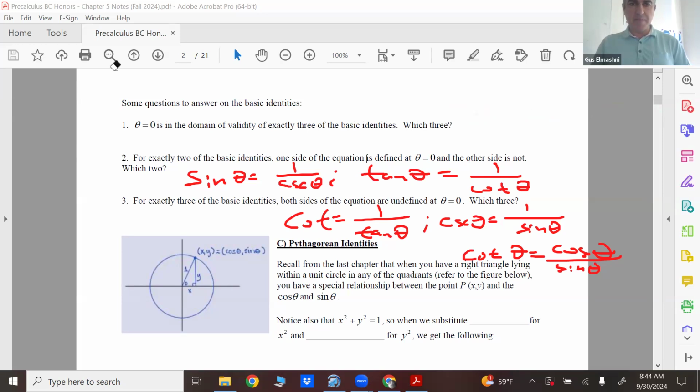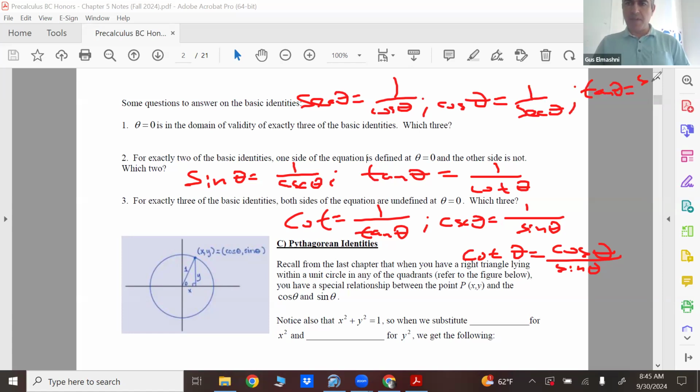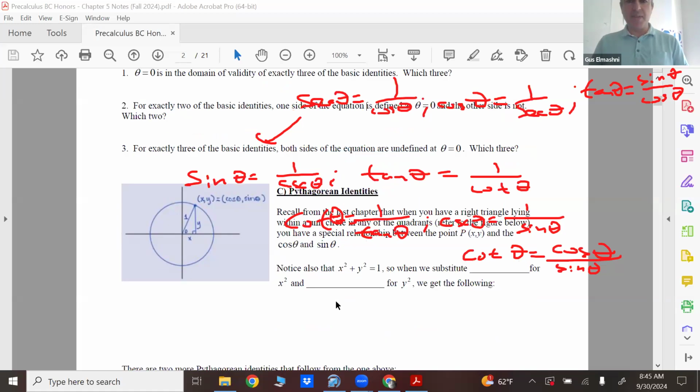Secant theta is one over cos theta. And tan theta was sine theta over cos theta. Okay, those three are fine at theta equals 0. These two, it's fine on the left side, but not fine on the right side. And these three were not fine on both left and right sides. Okay, I think we get it. I think I'm taking too long with this. Let's move on. You guys understand what's undefined.